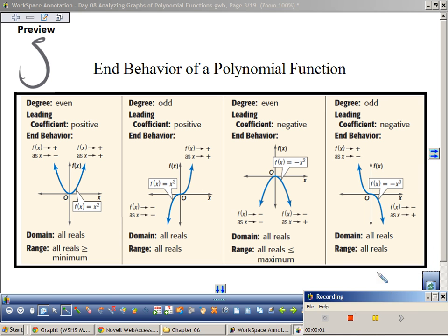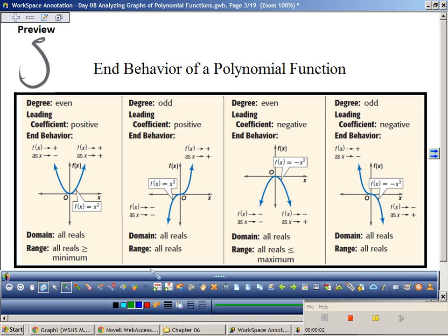All right, so let's begin today's lesson with end behavior of polynomial functions.